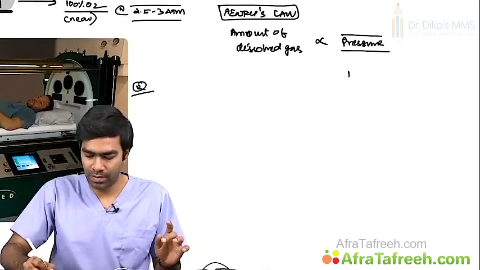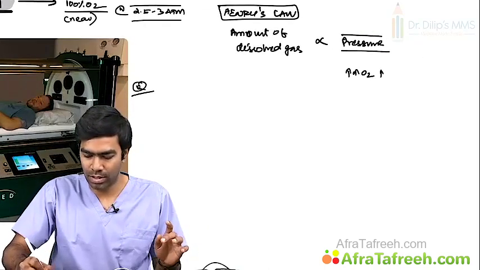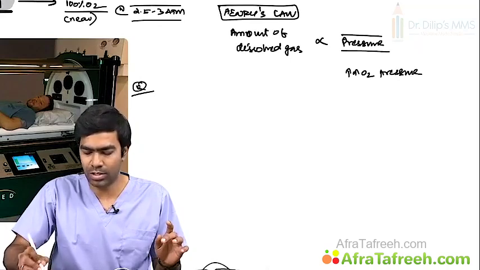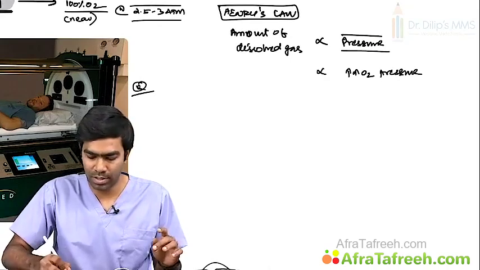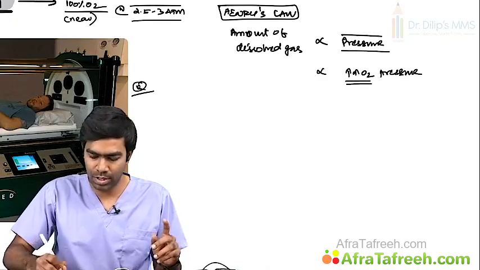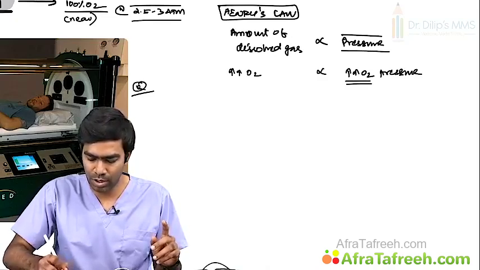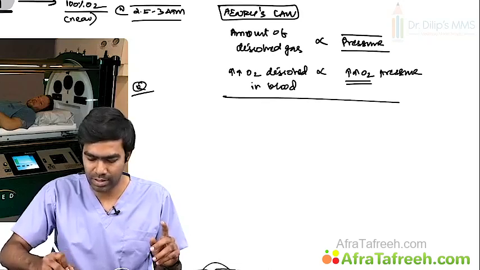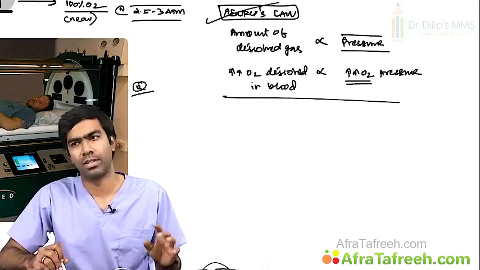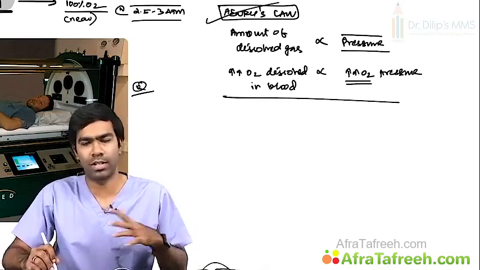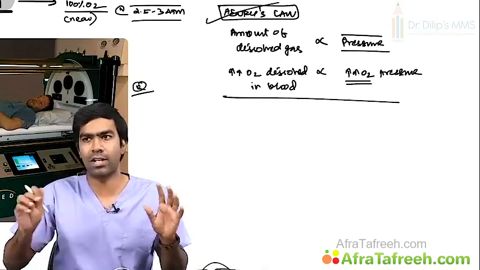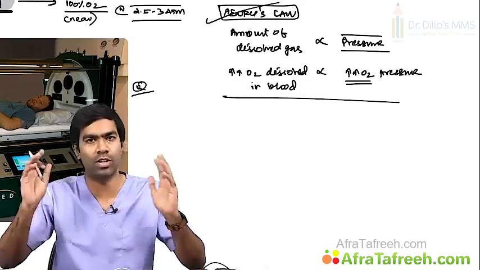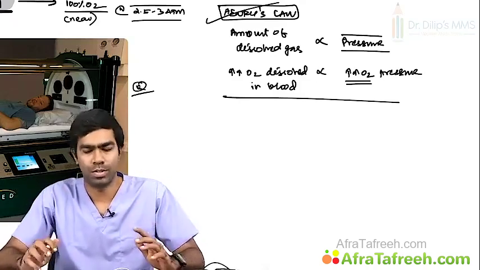Here we are increasing the O2 pressure dramatically. The partial pressure of O2 is increased dramatically, which means, since it's proportionate, the amount of O2 dissolved in the blood will also increase. The amount of O2 dissolved in blood will definitely increase. This is the basic Henry's law. This applies to nitrogen, carbon dioxide, everything. But here we are giving 100% oxygen, so oxygen will dissolve too much.